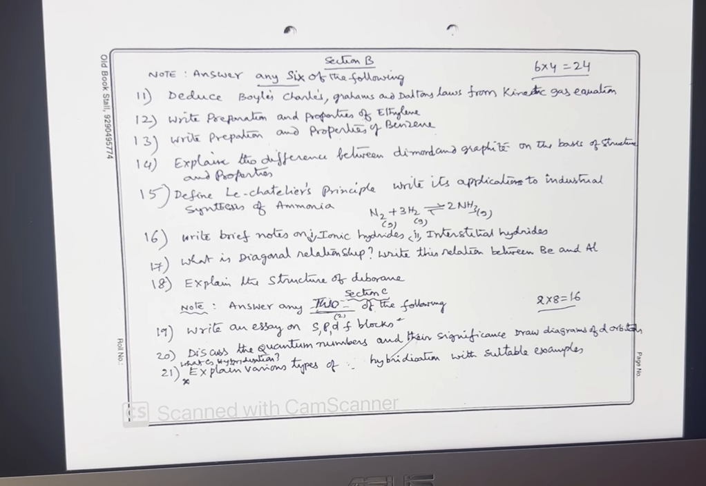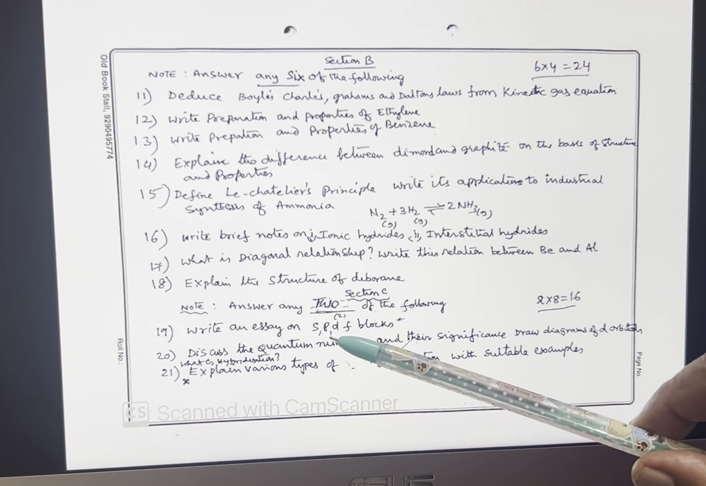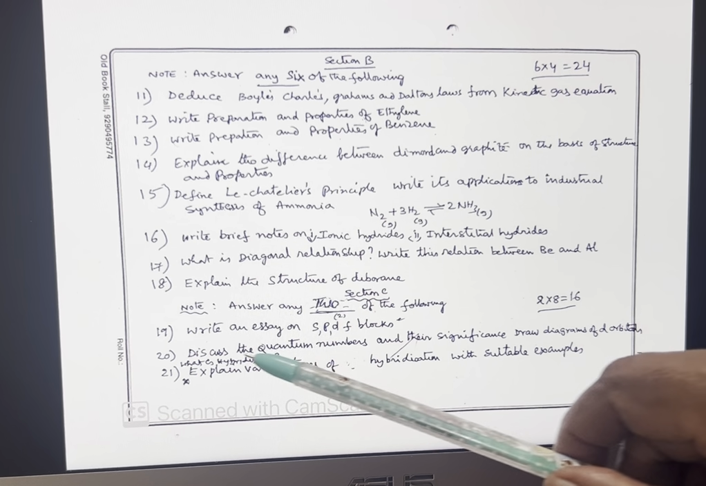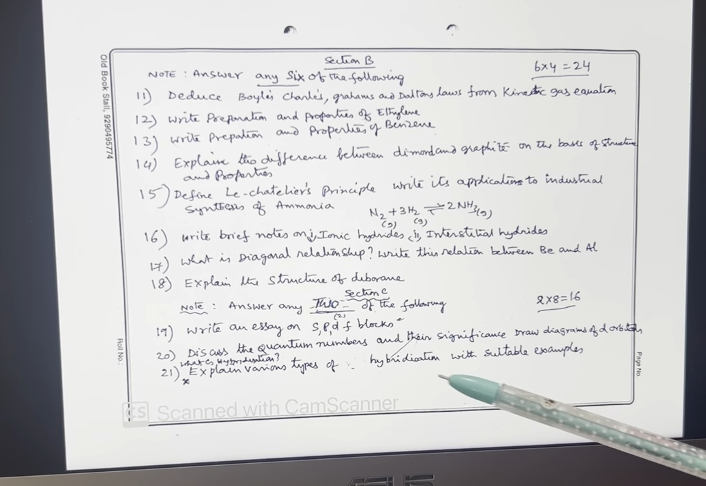Now, section C, let us see. Answer any 2 of the following, 2 into 8 marks, 16. Write an essay on s, p, d, f blocks. Or this question may be asked like this: write the classification of elements in the periodic table with respect to electronic configuration. On the basis of electronic configuration, how are the elements in the periodic table classified? So, write an essay on s, p, d, f blocks.